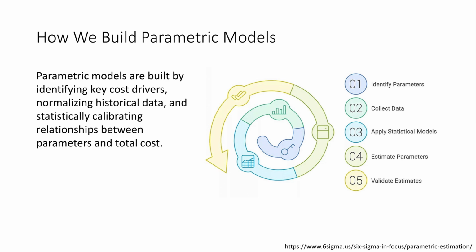Finally, we validate the model by testing it against known projects. If the model consistently over or underpredicts, we revisit earlier steps and refine the structure. The key point is that parametric models are built iteratively using data, statistics, and judgment together, not created once and blindly applied.